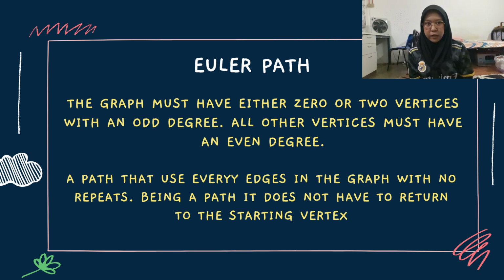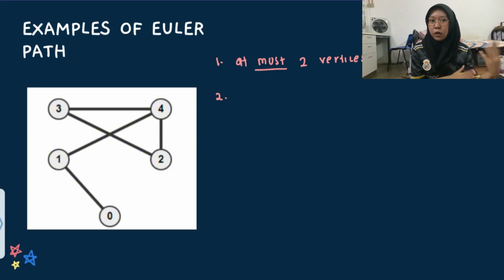So for an Euler path, the graph must have at most 2 vertices with an odd degree. Let's restart. The first thing we need to make sure is that the graph has at most 2 vertices of odd degree.